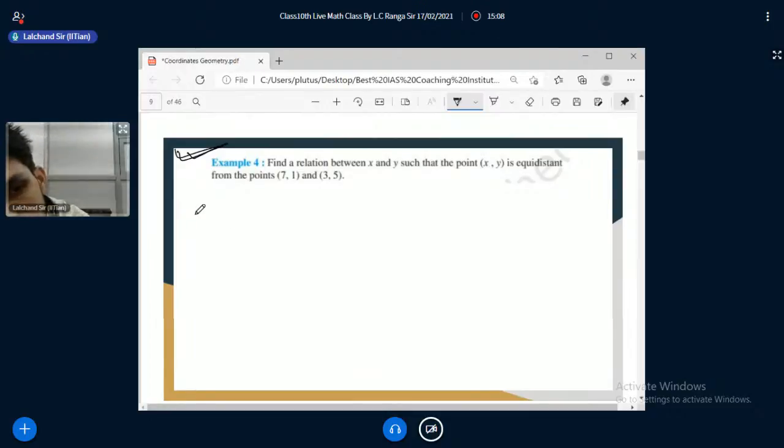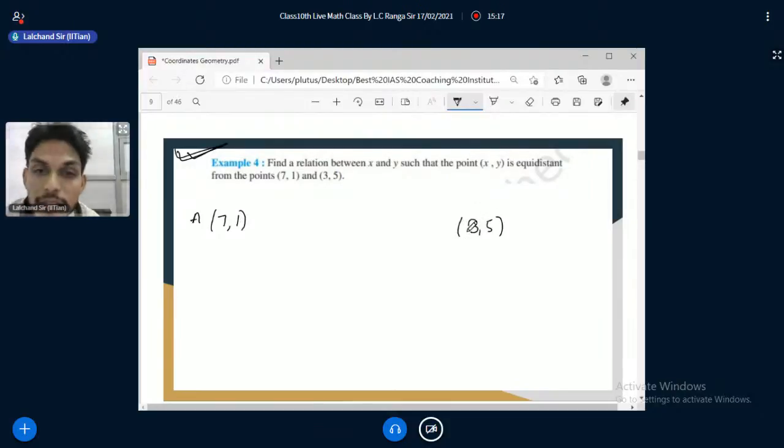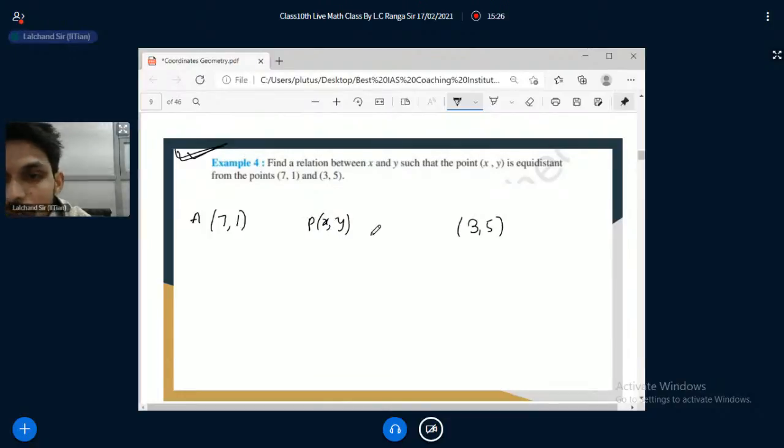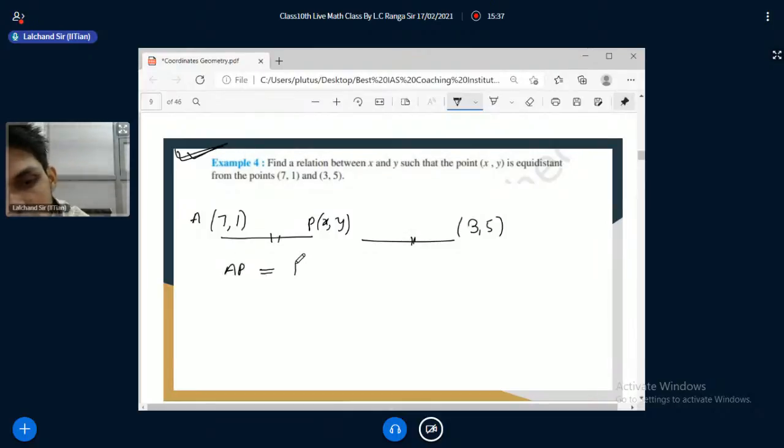We have a point. First point is (7, 1). Then second point is (3, 5). Okay. And there is another point (x, y). Let's suppose this point is P. So what is the condition? This distance is equal to this distance, isn't it? So we can say distance between A and P should be equal to distance between P and B. Equidistance condition.